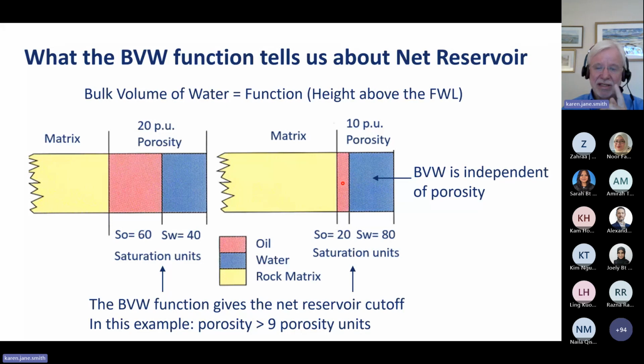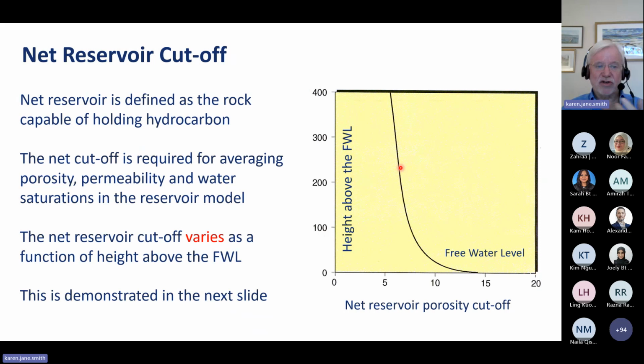Now, in this case, this plot gives us the cutoff. In this case only, the porosity cutoff is 9 porosity units, because at 9 porosity units, BVW is equal to the porosity. And I will show you this on one of our cross plots. So the net cutoff then is defined as a rock capable of storing hydrocarbon. It is very important for reservoir modeling, and it does vary depending upon the height above the free water level. And I will demonstrate this on the next slide.